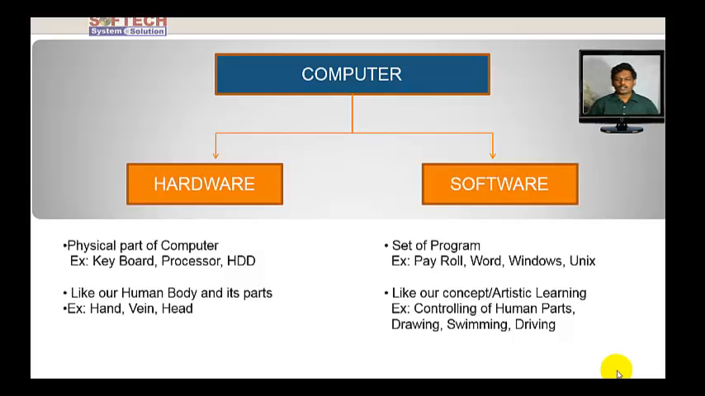Software is a set of programs, like Windows, Unix, Word, payroll. These are all the programs. This is software. A set of programs is software.